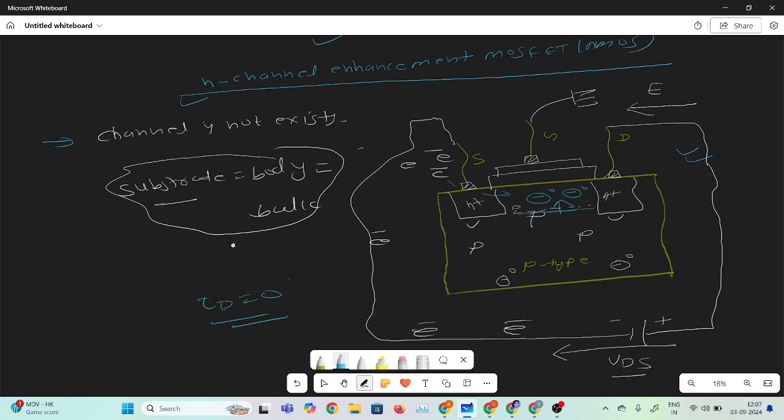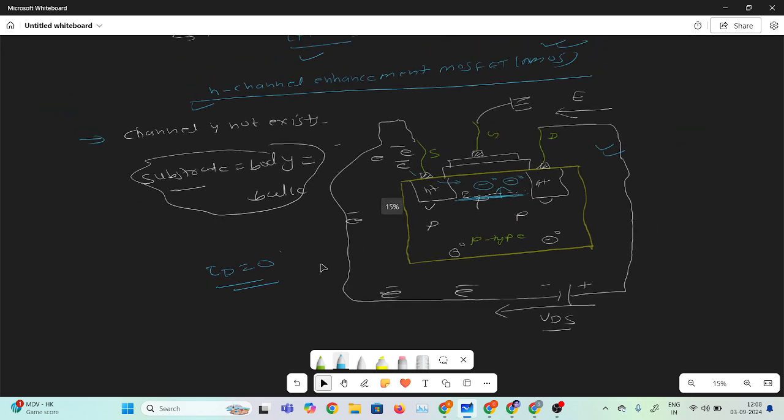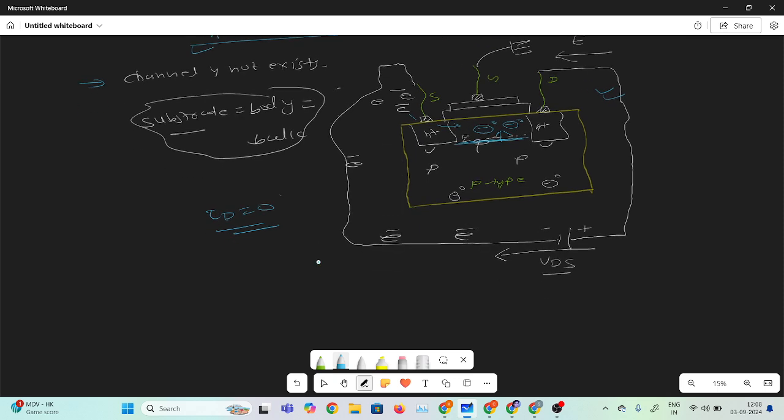Because of that, the electrons are not able to travel from source to drain. Electrons are not able to move from source to drain, because there is a resistive path, not a conductive path. Okay, this is what I am telling. Even if VGS is 0 volt, there is no benefit.